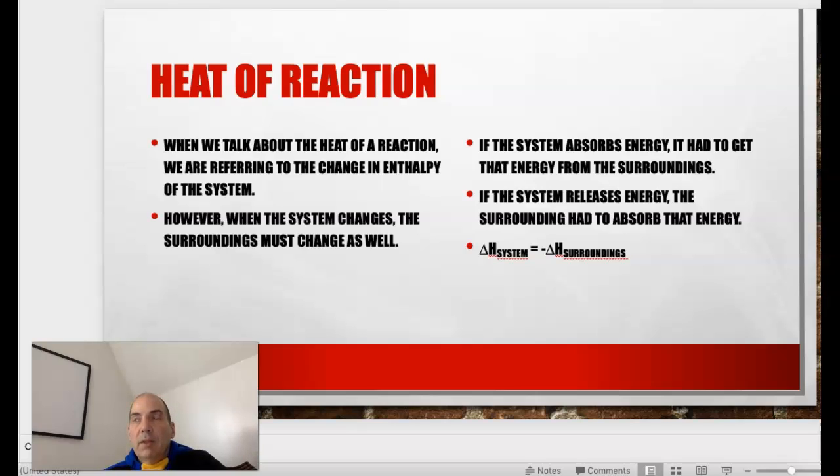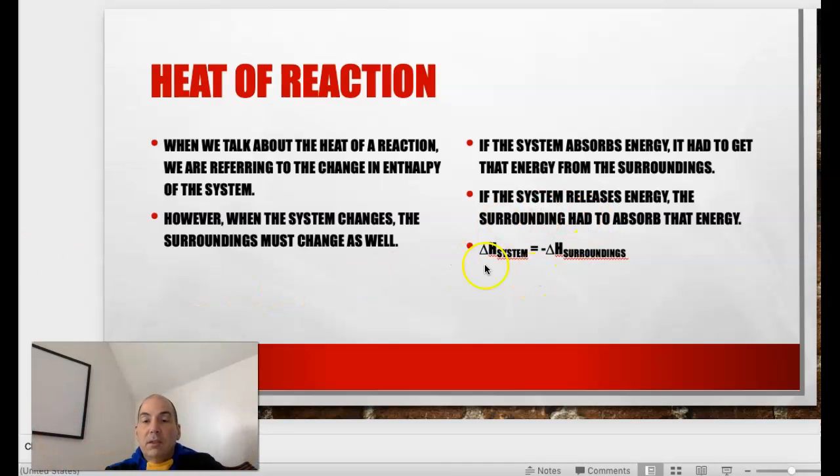Very often we're going to talk about the heat of a reaction or the heat of a process. Okay, that's delta H, or the change in enthalpy. The change in enthalpy, though, has to also have an effect on the surroundings. For example, if a reaction is absorbing energy, well, where's that energy coming from? It's coming from the surroundings. So the surroundings are losing energy so that the system can gain energy. And vice versa. Obviously, if a reaction is giving off energy, where's that energy going to? It's going to the surroundings. So that means that if the system is losing energy, then the surroundings have to be gaining energy.